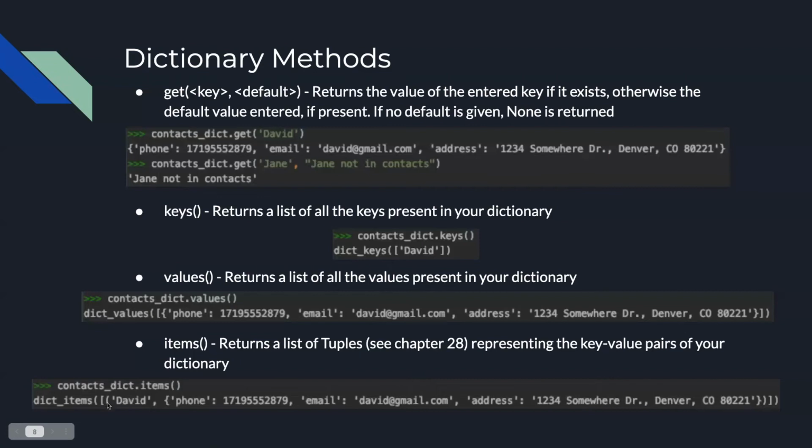Then the parentheses are how you define a tuple. The first value in that tuple is my key, and that key is David. The second value in my tuple, demarcated by the comma here, is the dictionary that I've assigned to the value of the key David in my dictionary. So just be aware of all of those different methods.